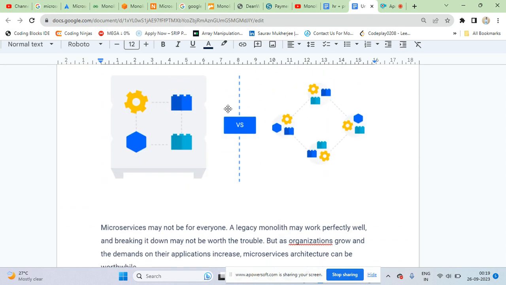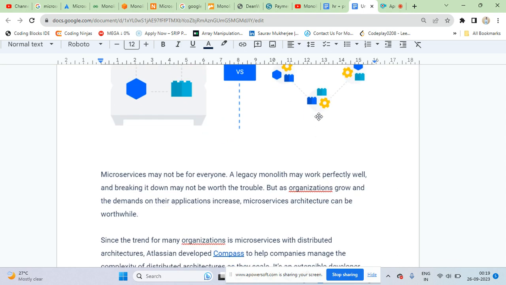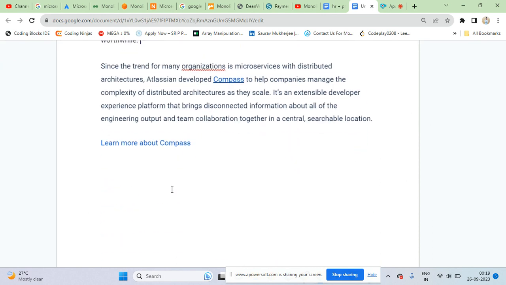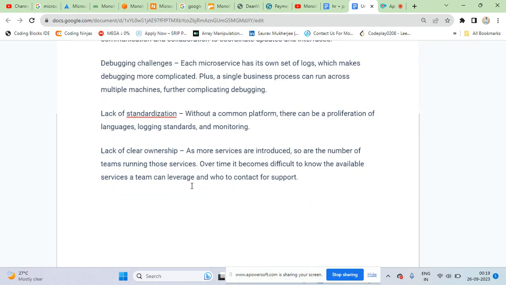Now this is the monolith and microservices. You can see everything is there, right? The code base, everything. And each service has its own database and its own server and so on. It may not be for everyone, but a monolith may work perfectly well for simple applications. As the organization and the demands grow, they can go for microservices. So this was all about monolith and microservices.